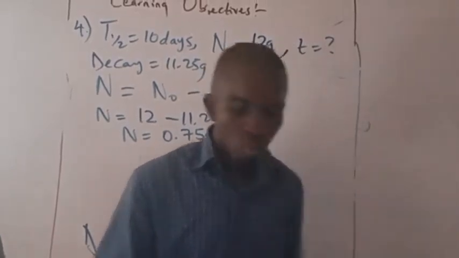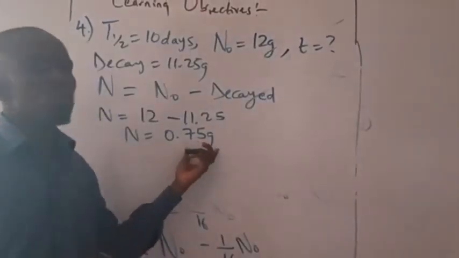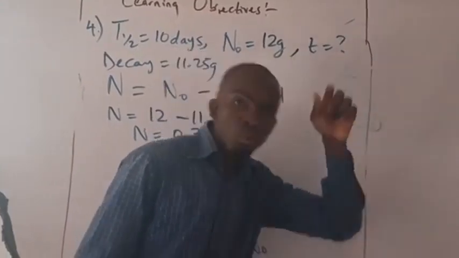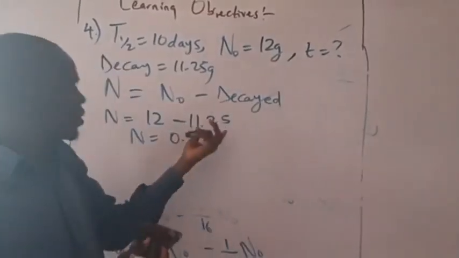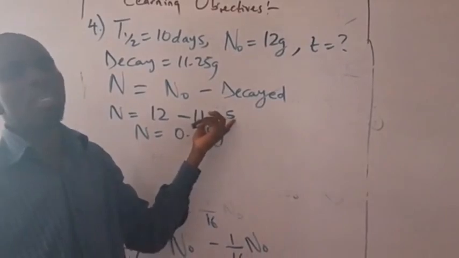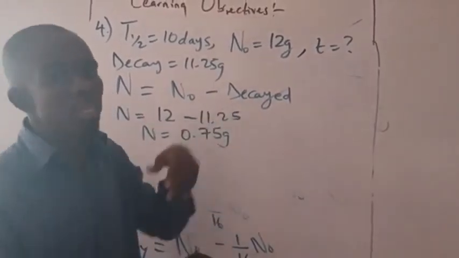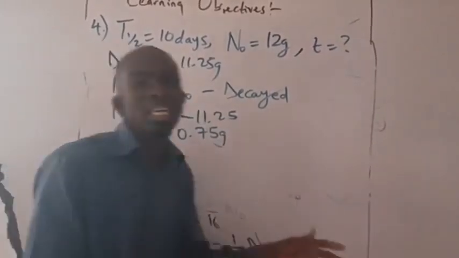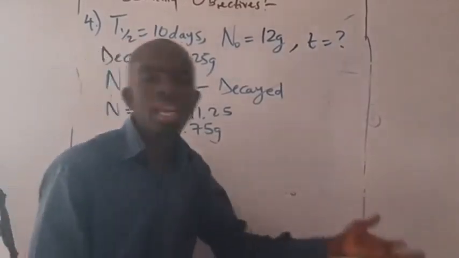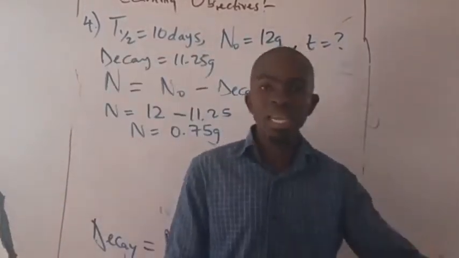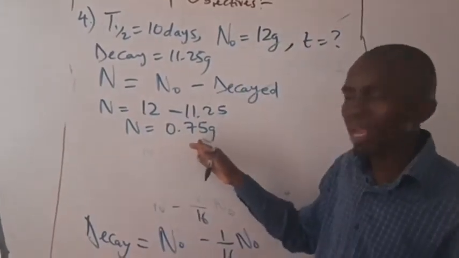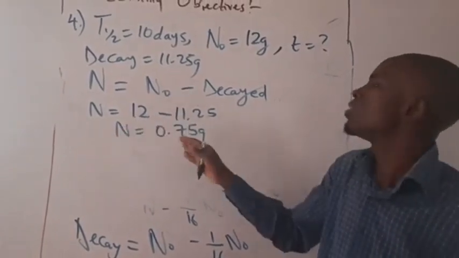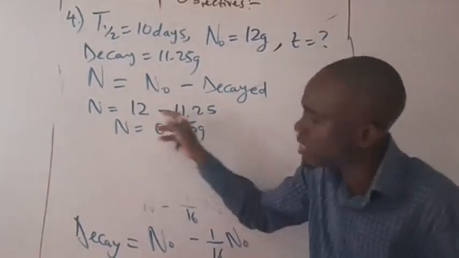So now, since we know the life that is left behind, we can look for the time expected for this to have decayed. The question says, calculate the time taken for 11.25 grams of the atom to have decayed. So if 11.25 has decayed, then 0.75 grams will be left. So we want to look for the time taken for this to be left. Initially it is 12 grams. So how long will it take to have remained this? That's what we are looking for.